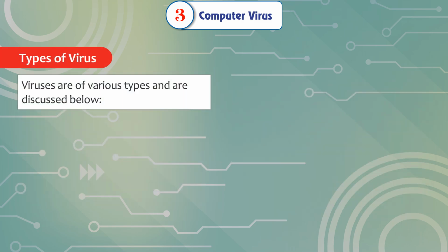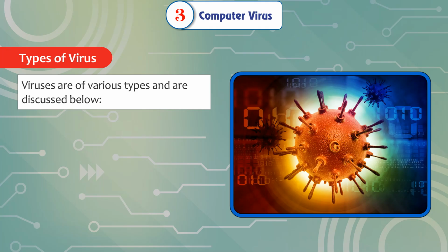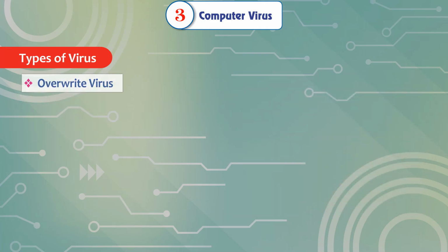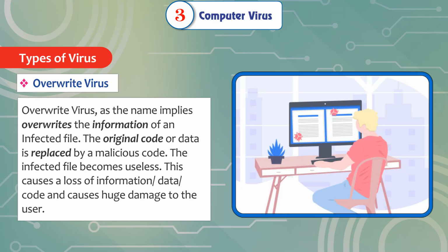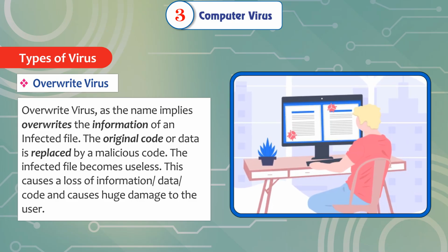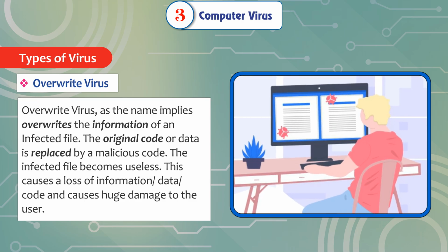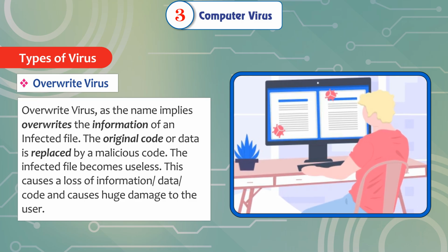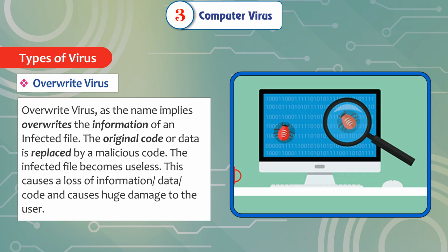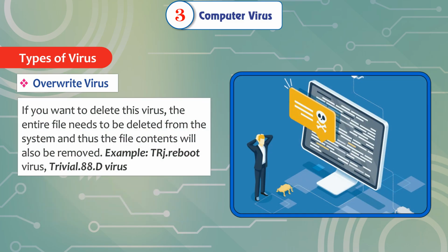Types of virus. Viruses are of various types and are discussed below. Overwrite virus. Overwrite virus, as the name implies, overwrites the information of an infected file. The original code or data is replaced by a malicious code. The infected file becomes useless. This causes a loss of information, data, or code and causes huge damage to the user. If you want to delete this virus, the entire file needs to be deleted from the system, and thus the file contents will also be removed.